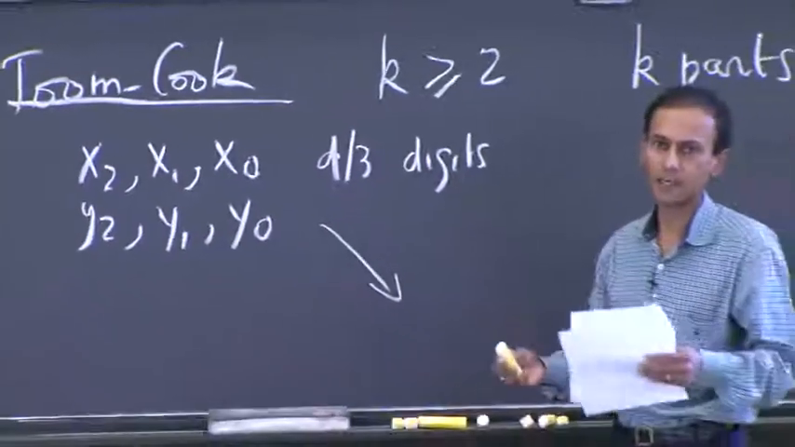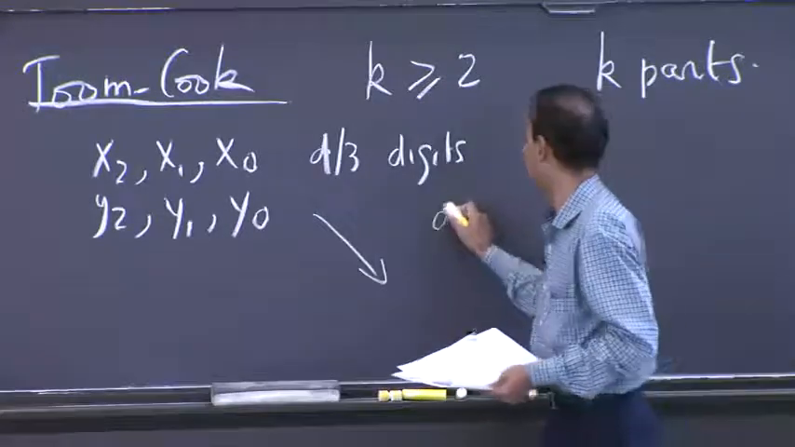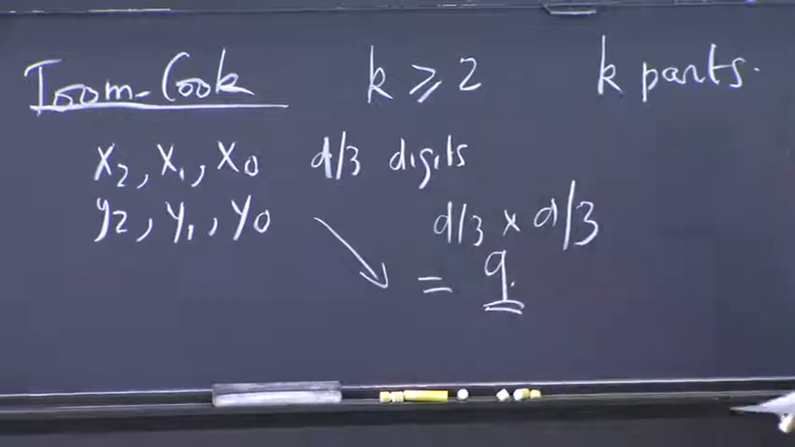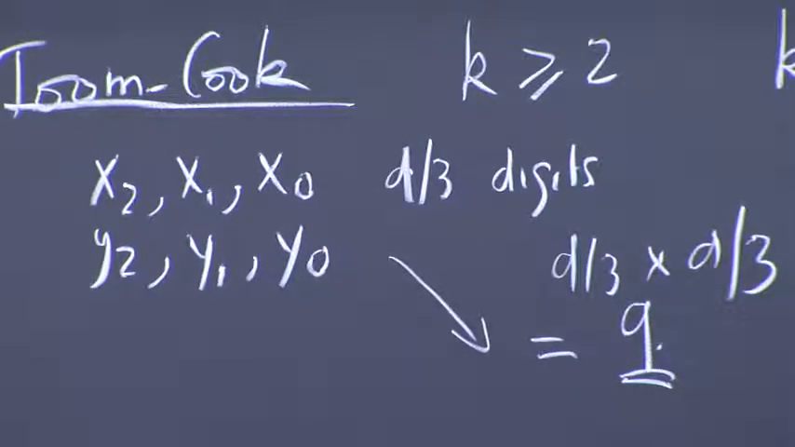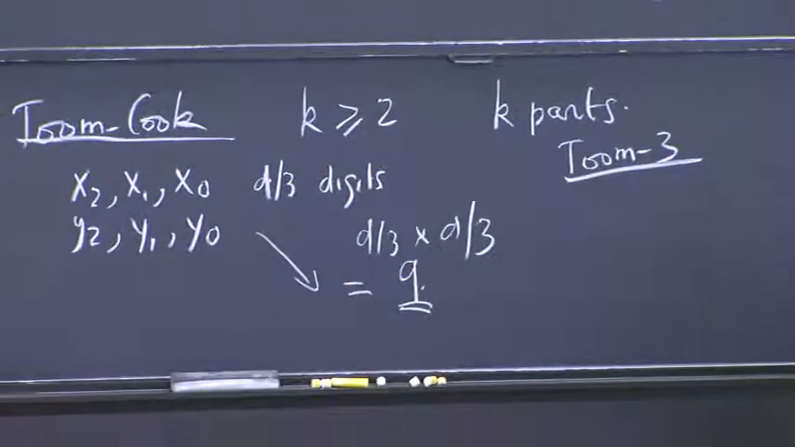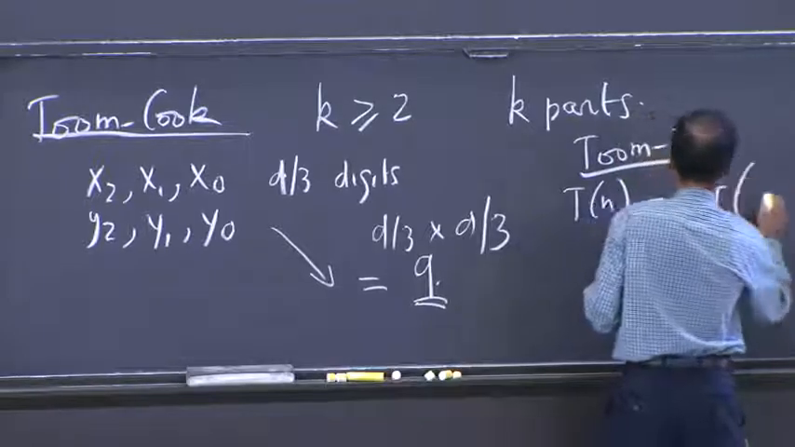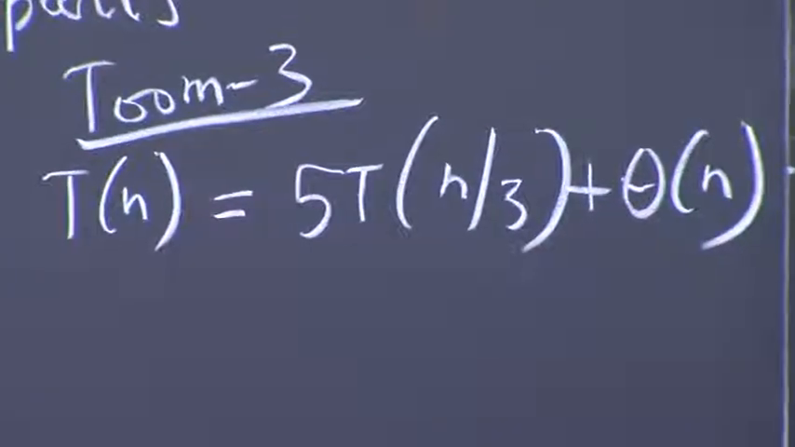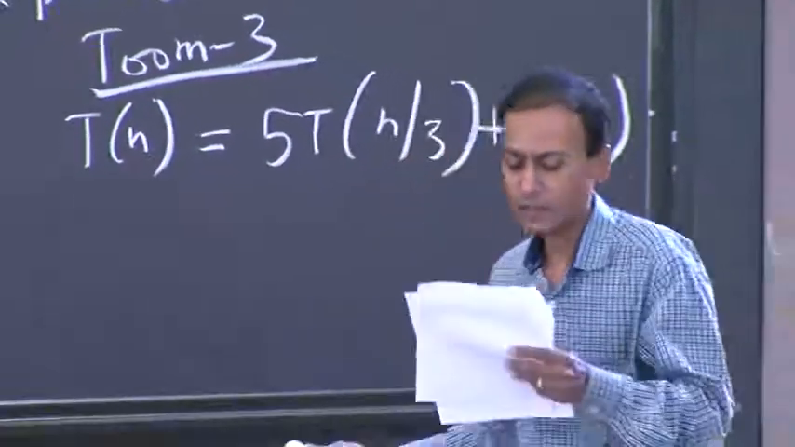If I just forget about any mathematical tricks, and just try to multiply these things out, how many d by 3 by d by 3 multiplications do I need? 9. Okay? So if you can beat 9 using mathematical tricks, you have a better divide and conquer algorithm. It turns out that Toom-3 plays some arithmetic games, and ends up with a recurrence relationship that looks like this, where you reduce the 9 multiplications down to 5. So that's a win.